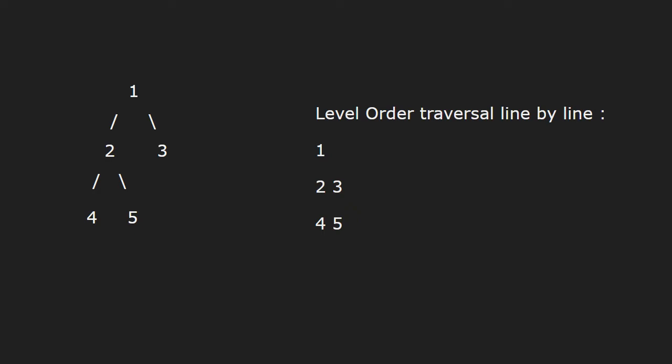As you can see, the level order traversal of this tree is 1. We have 2 and 3 in the next line, which is also the next level, and 4 and 5 in the next line, which is the third level. Now, let us see the algorithm.